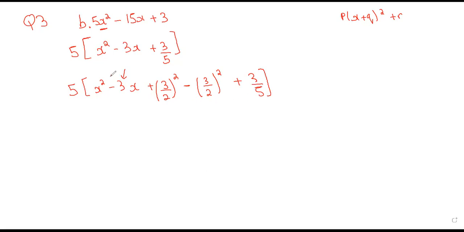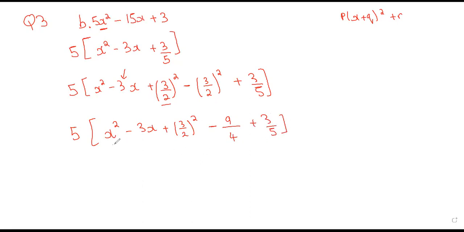Now we have a negative sign here. Whatever the sign is, that does not matter, I will be using this one. This is 5 times x squared minus 3x plus 3 by 2 squared, minus 9 by 4 plus 3 by 5.